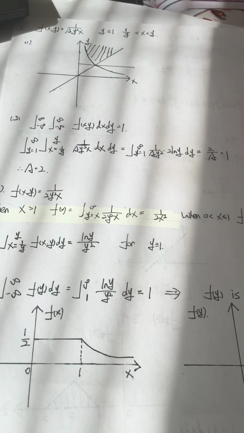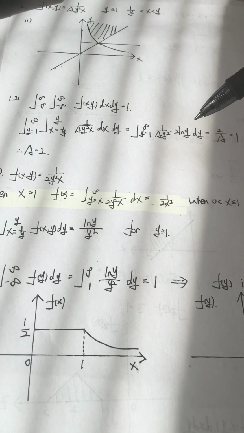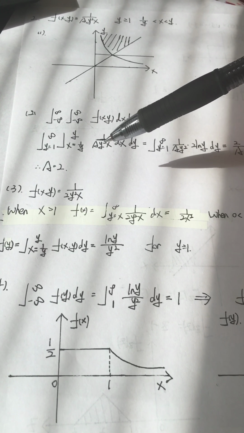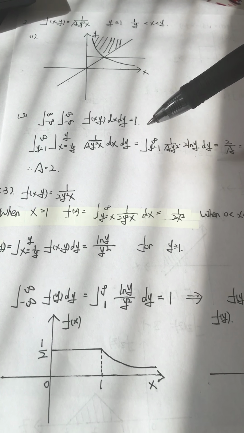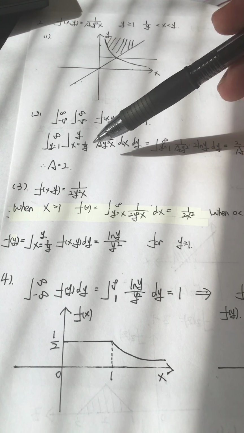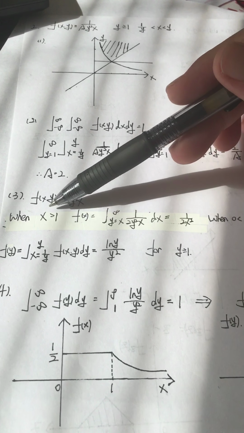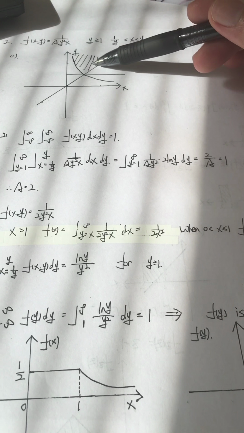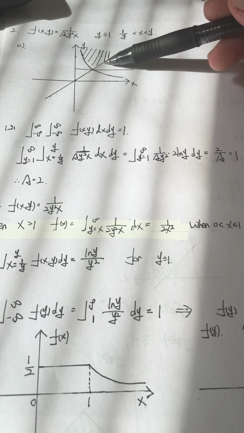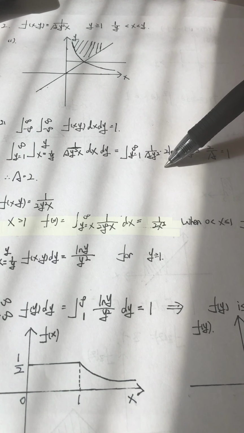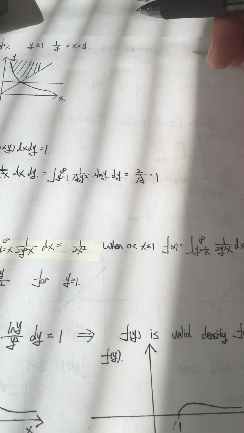Okay, the third question, find the marginal density functions of x and y. First, to find the marginal density function of x, we can divide it into two conditions. First, when x is more than 1, integrate fxy from y equals x to infinity. We can get that the outcome is 1 over 2x squared.